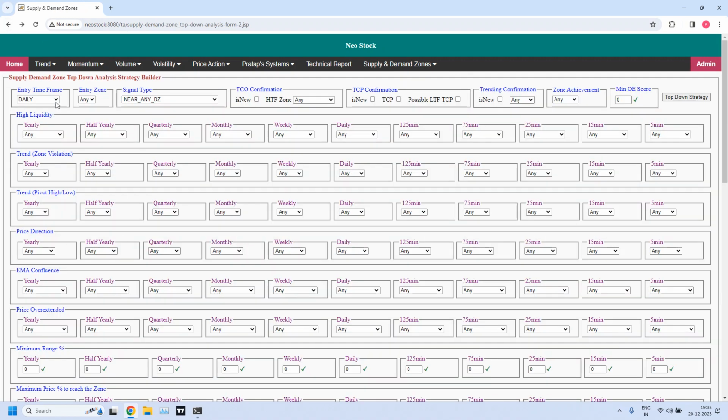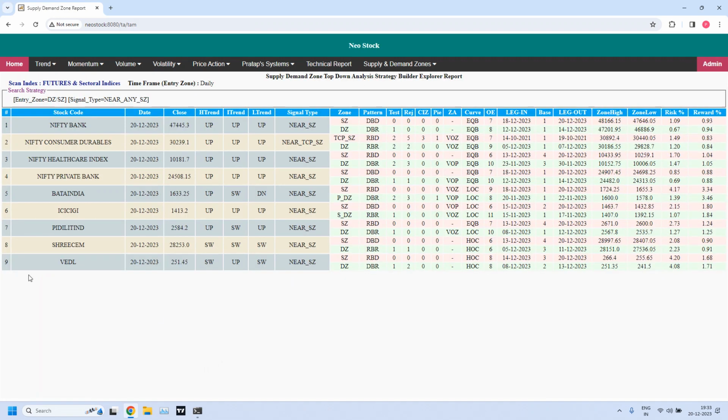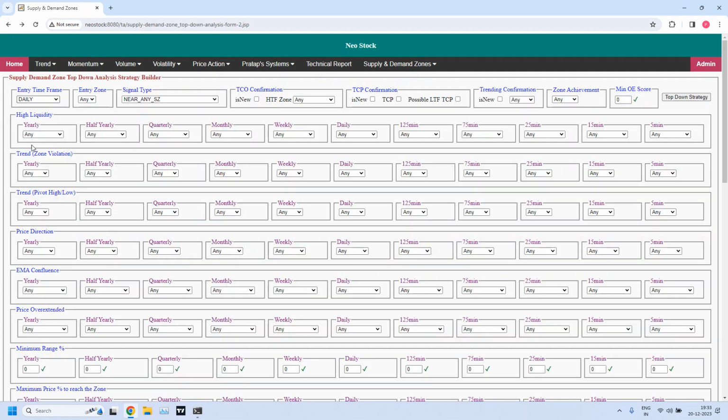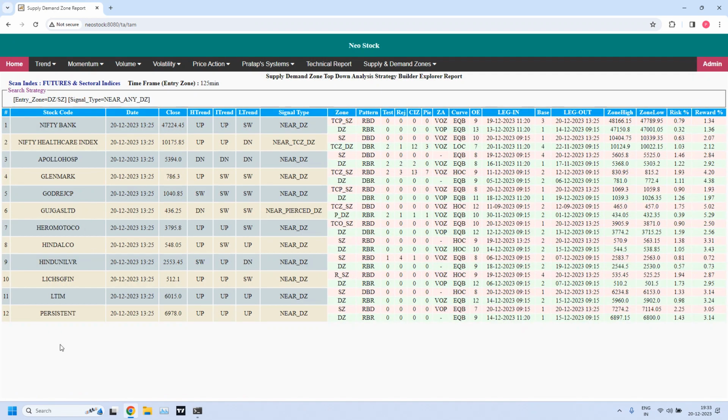So let's go back. Entry time frame is daily. Let us find the stocks near daily supply zone. So 9 stocks are filtered. Any high liquidity zones? So this is already pierced. Nifty consumer durables supply zones. No high liquidity supply zones on the daily time frame. Let's go back. Next, 125 minutes time frame. Let us find the near 125 minutes demand zone stocks. So these 12 stocks are near 125 minutes demand zone.